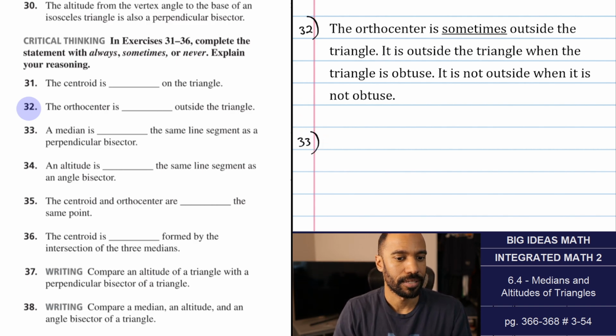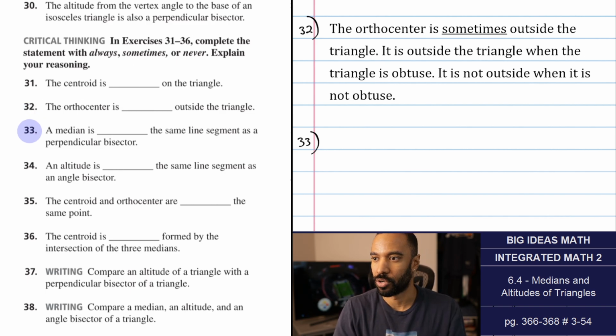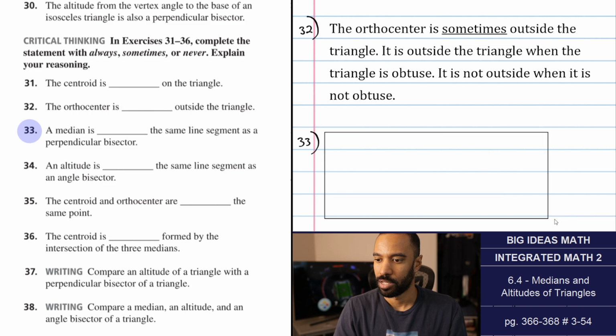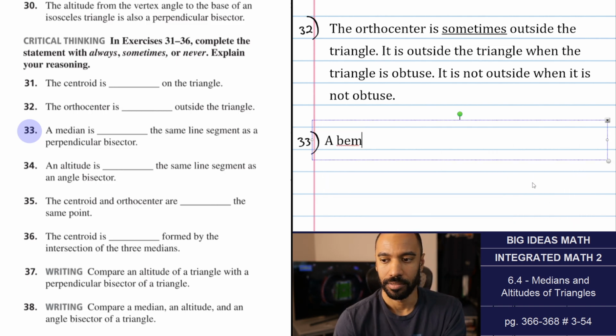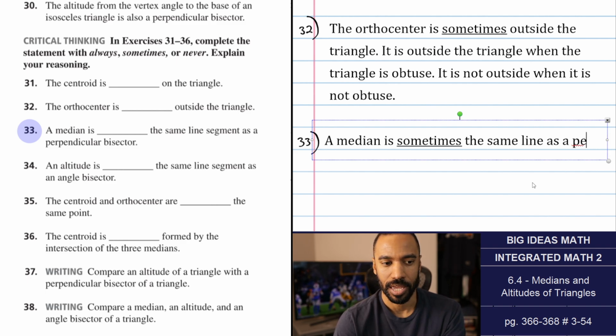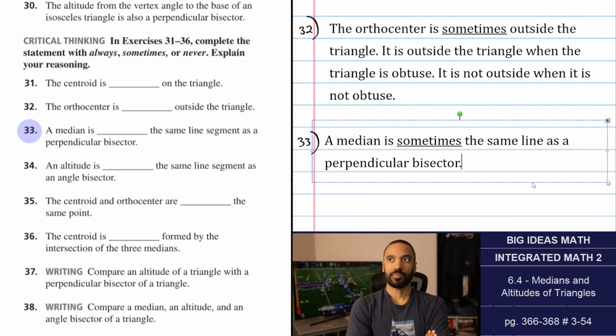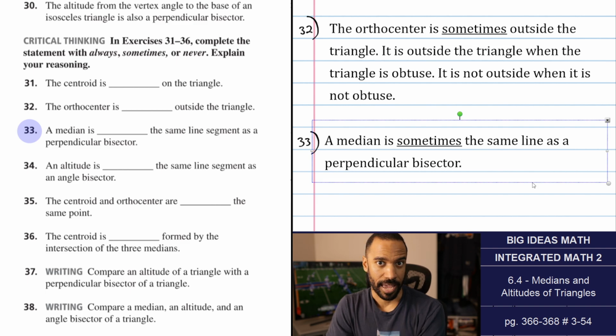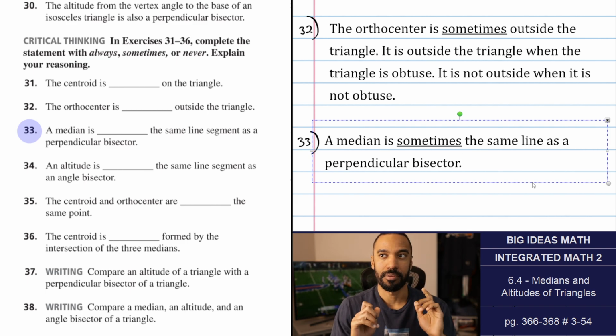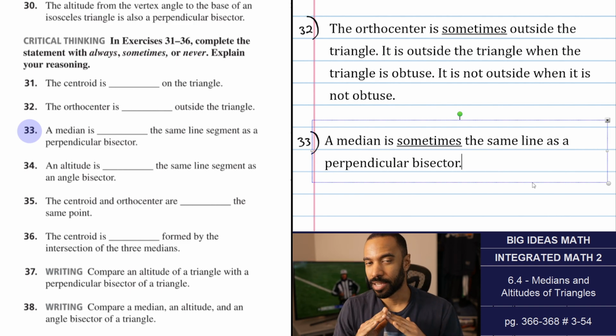Number 33. A median is blank the same line segment as a perpendicular bisector. A median is sometimes the same line as a perpendicular bisector. So a median does bisect the side. That part would be always. A median bisects the side, but to be perpendicular to the side, this would have to be the median from the vertex of an isosceles triangle.